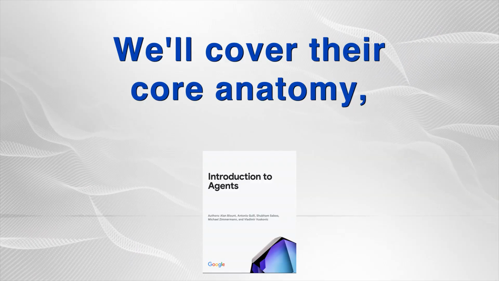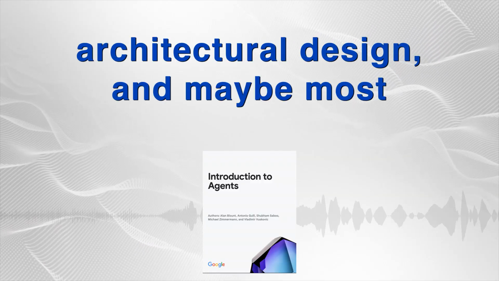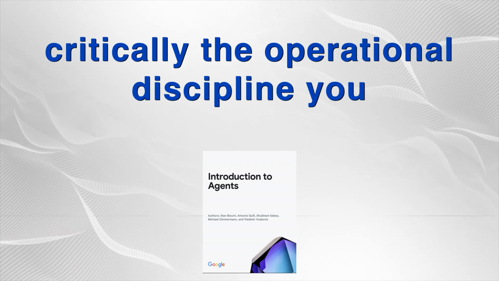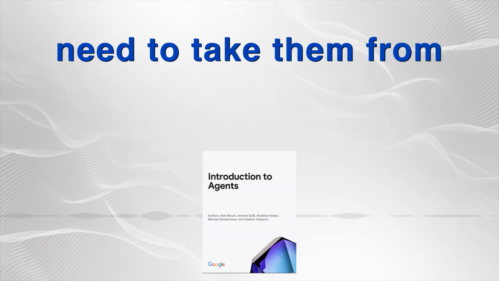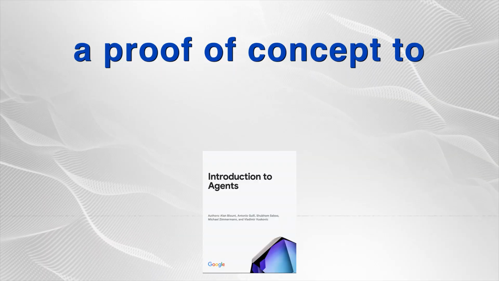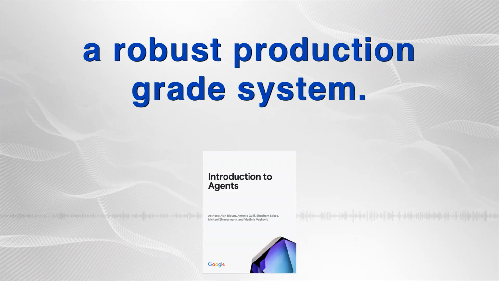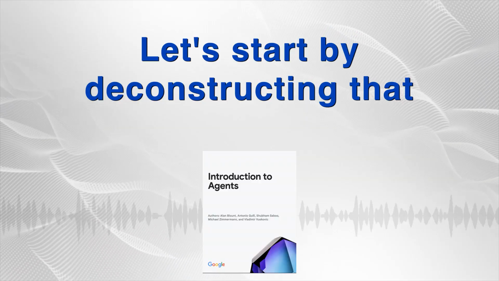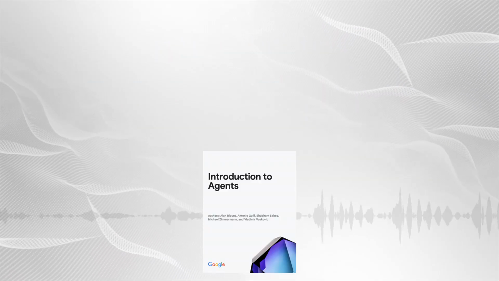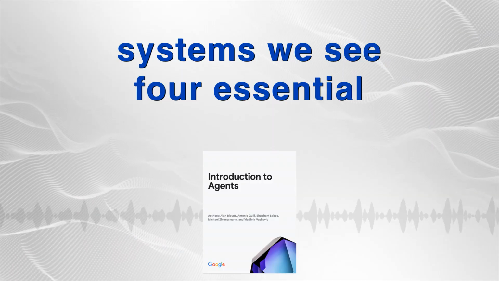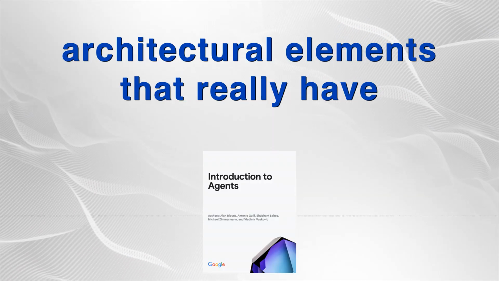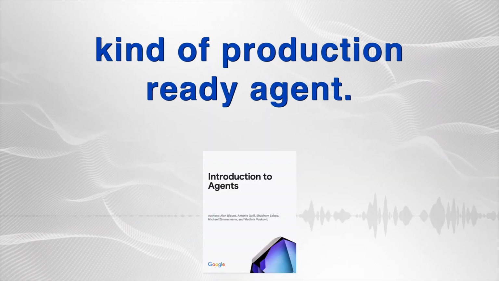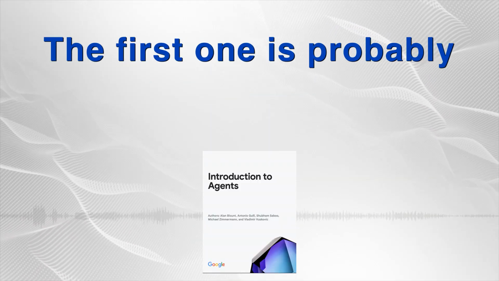We'll cover their core anatomy, architectural design, and maybe most critically, the operational discipline you need to take them from a proof of concept to a robust production-grade system. Let's start by deconstructing that core anatomy. When we look at these systems, we see four essential architectural elements that really have to be integrated for any kind of production-ready agent. The first one is probably the most obvious.